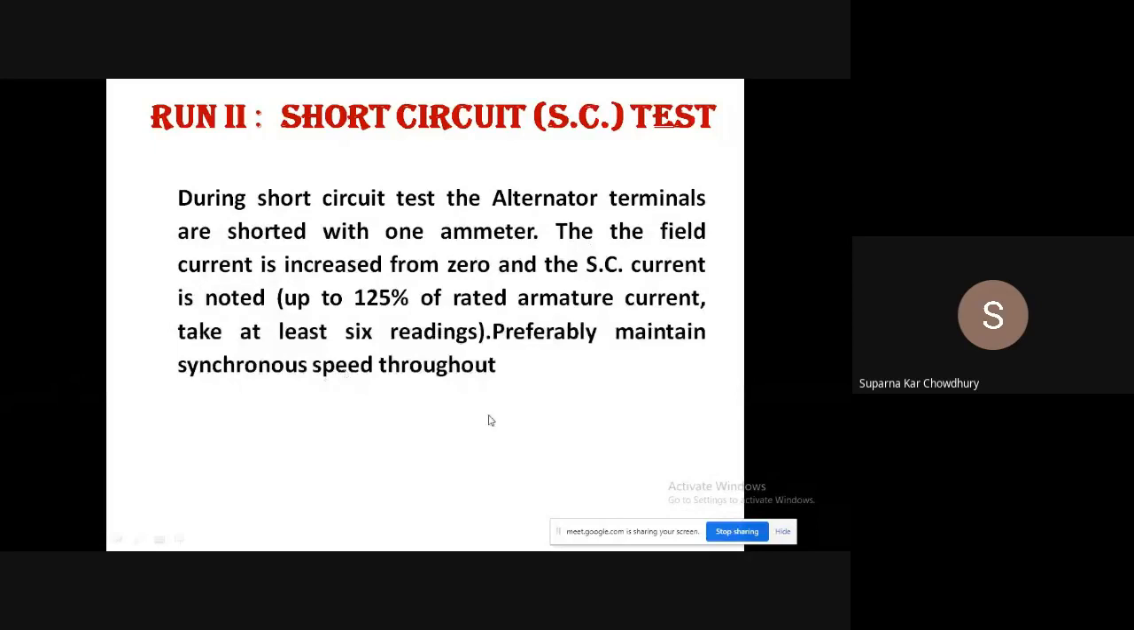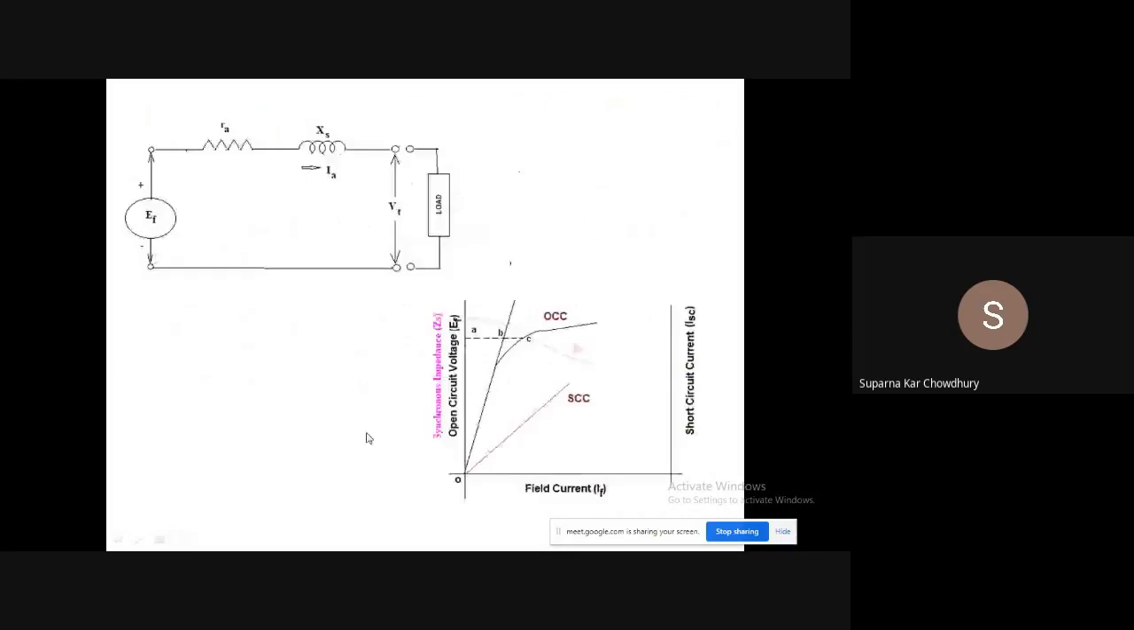Now, if the speed is too low, then the resistance is no longer very small, so that we cannot neglect it, and then error will be introduced. So it is better to keep the speed at synchronous speed or near the synchronous speed. So the characteristic we get will be like this. The OCC will be a nonlinear characteristic following the BH curve, and the short circuit characteristic will be a straight line.